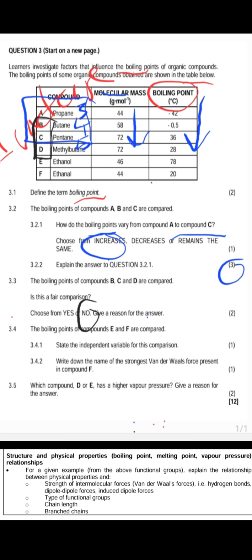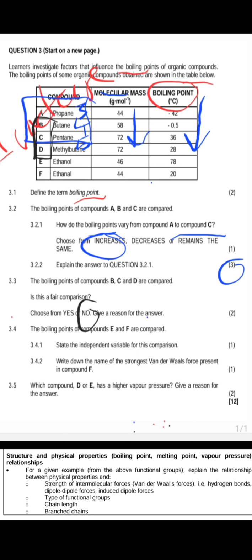Why? When we compare things, there must be one independent variable. But in this regard, the molar mass is changing and the chain length is also changing. So since there is a change in the chain length and a change in the molar mass, we have two independent variables, which makes this not a fair comparison at all.